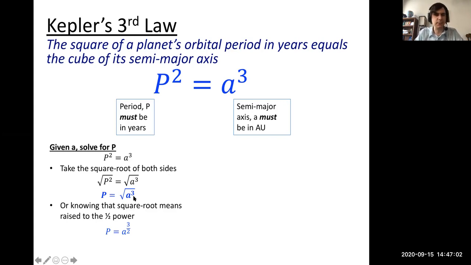Now, sometimes you might have trouble looking for the square root sign, or even worse, the cube root sign if you have to do that one on your calculator. And maybe you just like to work with powers, exponents. This is just a reminder that instead of taking the square root, it's the same as raising something to the 1/2 power. So I could raise both sides to the 1/2 power to get that P squared raised to the 1/2 power is just P, the period, equals A cubed raised to the 1/2 power, which is A raised to the 3 divided by 2 power. A to the 3/2.